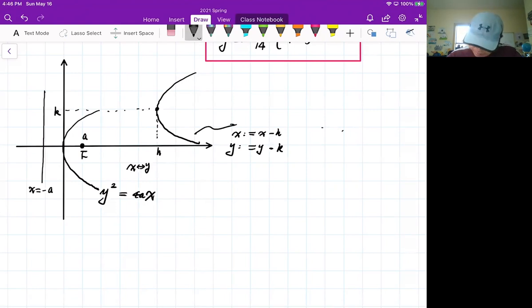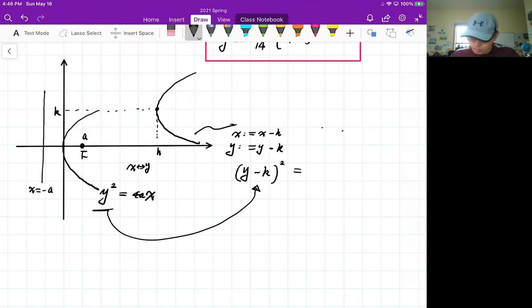So the equation becomes the following: y minus k, squared, equals 4a times x minus h. Originally that was y squared, so y squared becomes y minus k squared, and on the right-hand side, 4a x, the x becomes x minus h. So this is our equation.